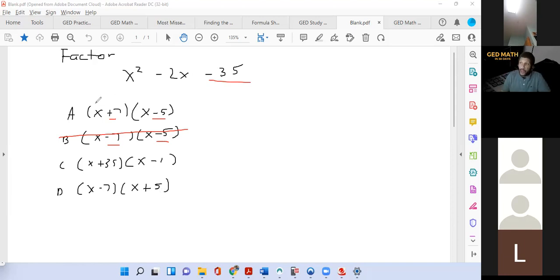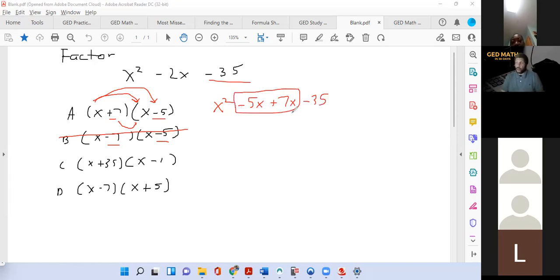Now, let's multiply. What is x times x? X squared. What is x times minus 5? Negative 5x. What is 7 times x? Plus 7x. And then what is 7 times minus 5? Negative 35. So right away, you know you have like terms. What is 7 minus 5? Is 2x. Plus 2x.